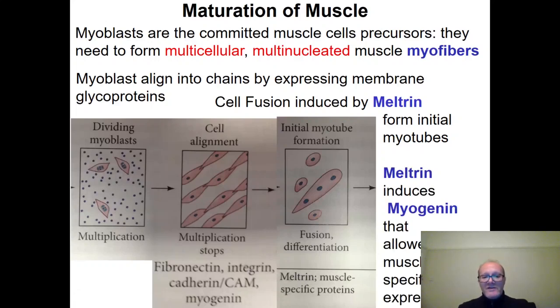Myogenin is important because myogenin controls the expression of muscle-specific genes. So now when myogenin is activated, the cells become completely committed, and they only produce muscle cells, muscle fibers.